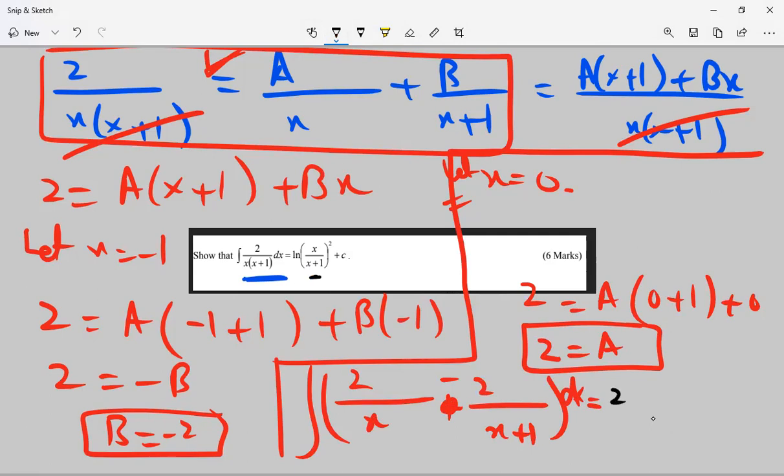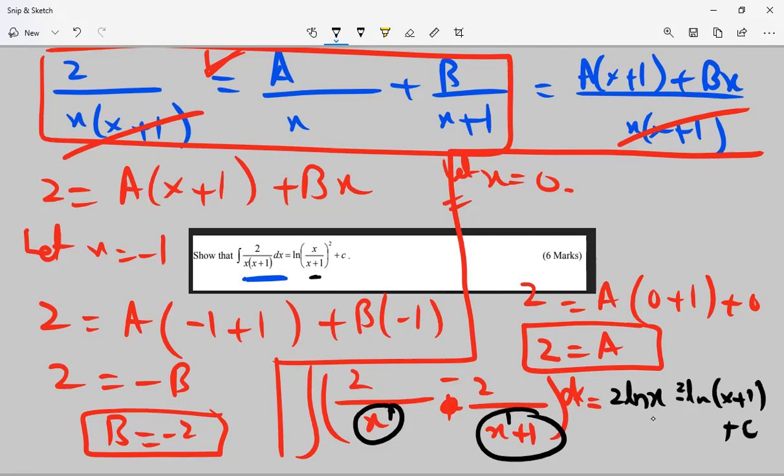2, 1 upon x means whenever the x is in the denominator with the linear power, we will introduce the concept of ln x according to the formula technique. Ln x, minus sign, again ln of (x plus 1). And 2 will remain, and constants will remain constant.